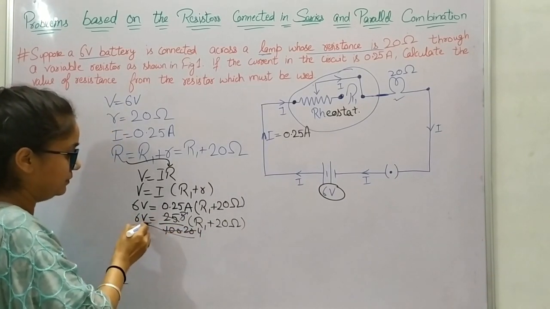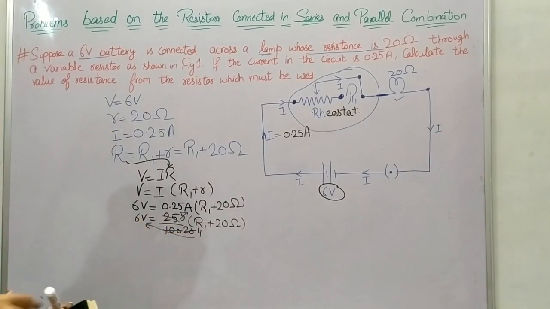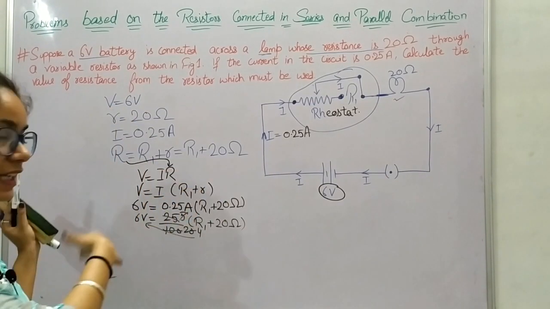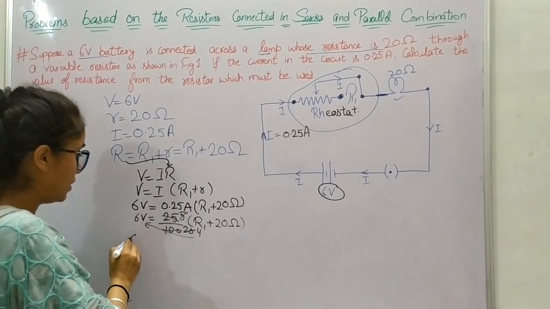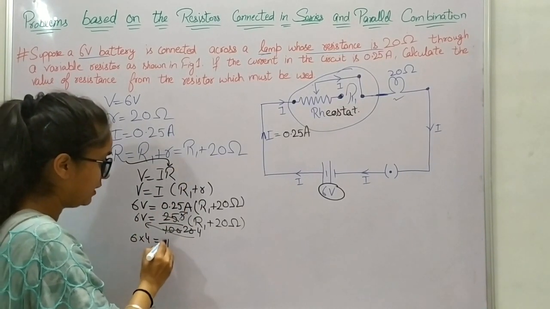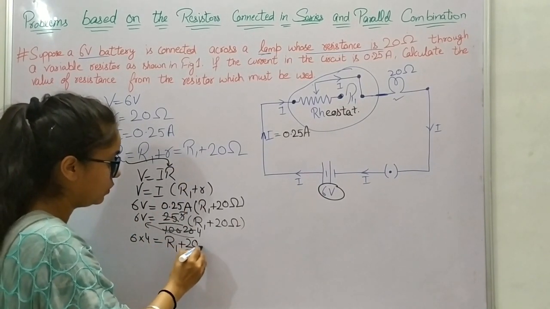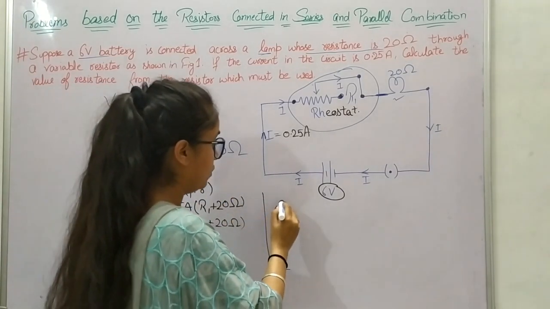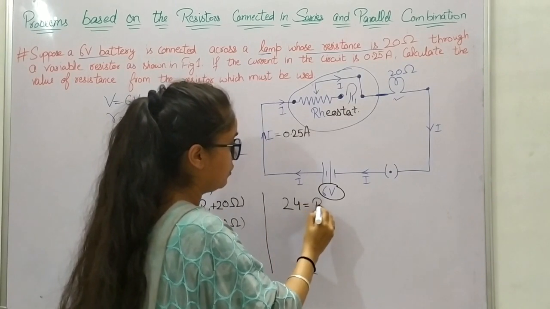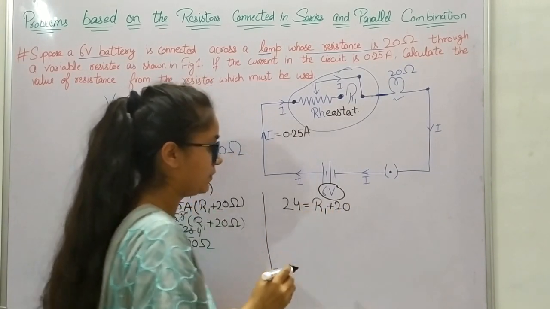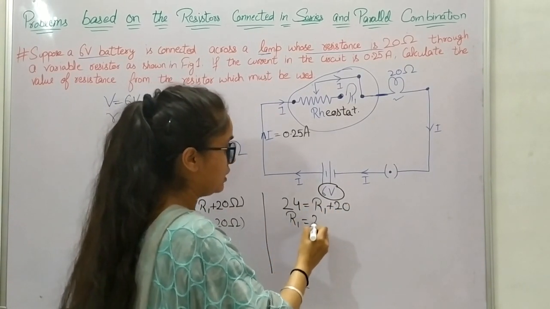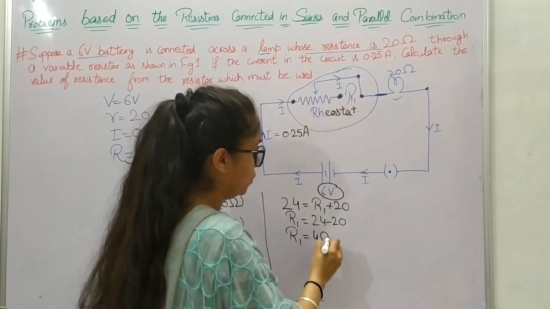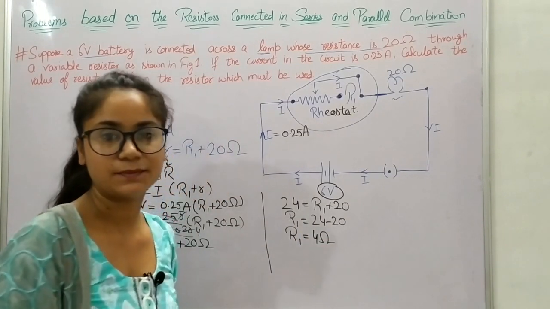The 25 upon 100 goes to the other side, the left-hand side, since it is in division, and it comes out to be 6 times 4 equals R1 plus 20 ohm. I'm going to solve it here. We have 24 equals R1 plus 20. So R1 comes out to be 24 minus 20, that is, R1 is 4 ohm. And this is our answer.